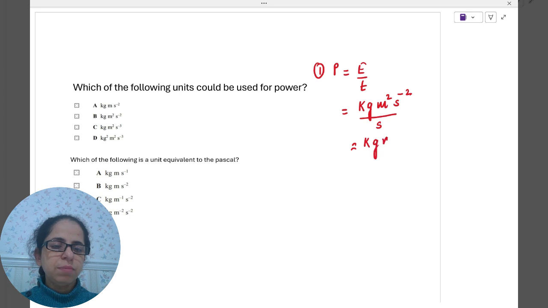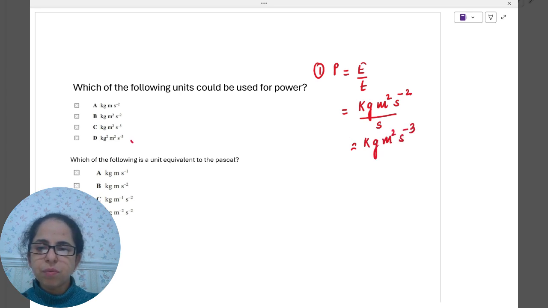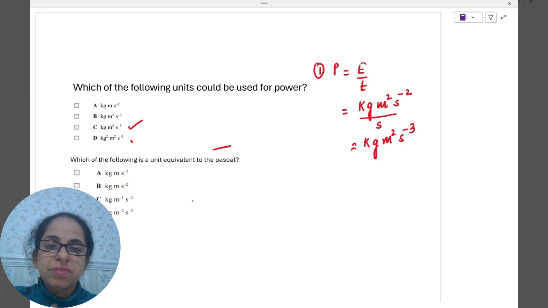Rearranging m square s minus 3. All is well. That's done. Pascal. Now, right now it would look like something difficult if you're in year 12, but if you're in year 13, you've done so many questions that you're very comfortable. Pascal is nothing but pressure. So that's my first step.